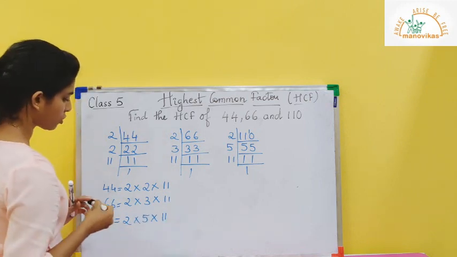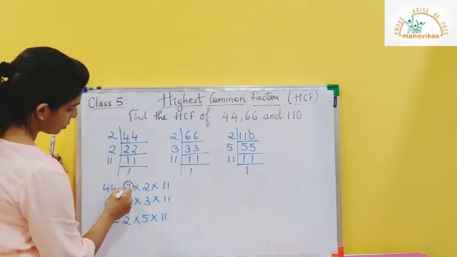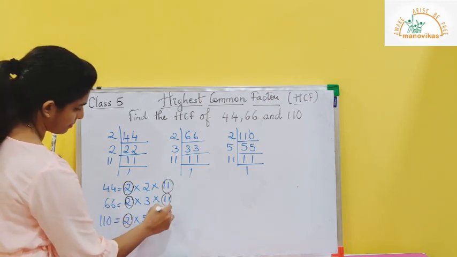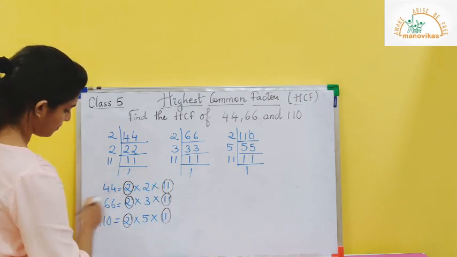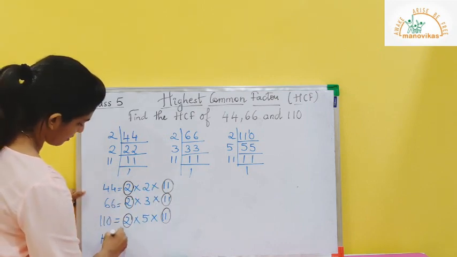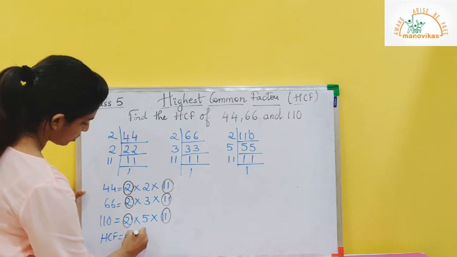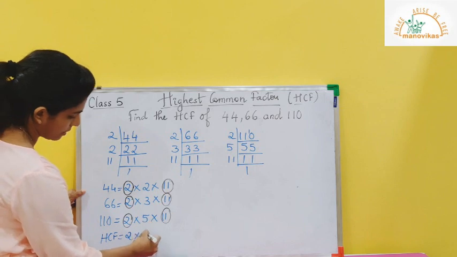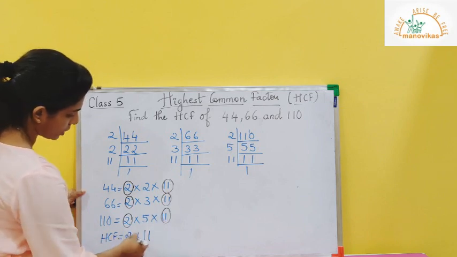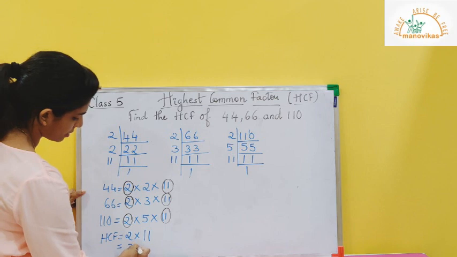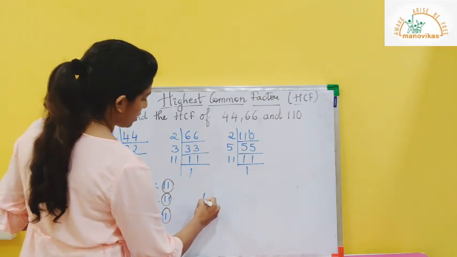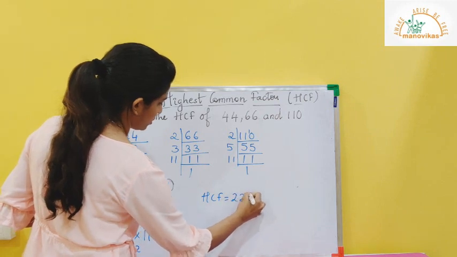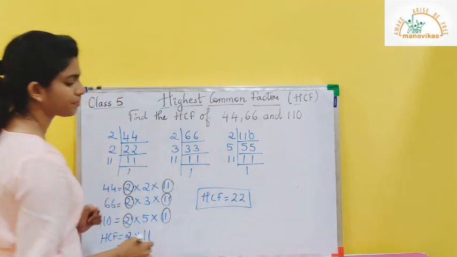Now if you see here, which are the common prime factors here? 2 and 11. So I write here HCF is equal to 2, only once I have to write, so 2 and 11. What is 2 into 11? 22. So HCF is equal to 22 is the answer.